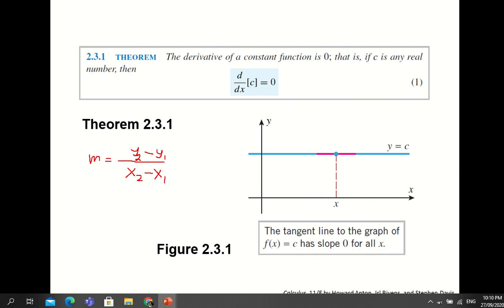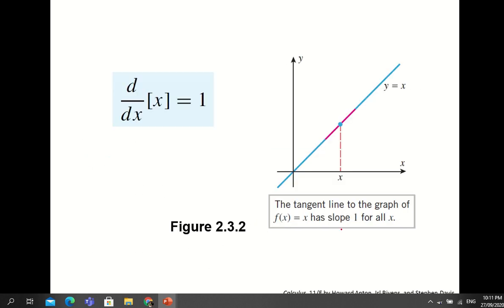So therefore your slope is equal to 0 as mentioned here. Slope 0 for all x. Whatever the values of x, the value for y doesn't change. It's constant. So the difference of the ordinates is 0. So 0 divided by any number is equal to 0. Okay, so that's the reason for that.